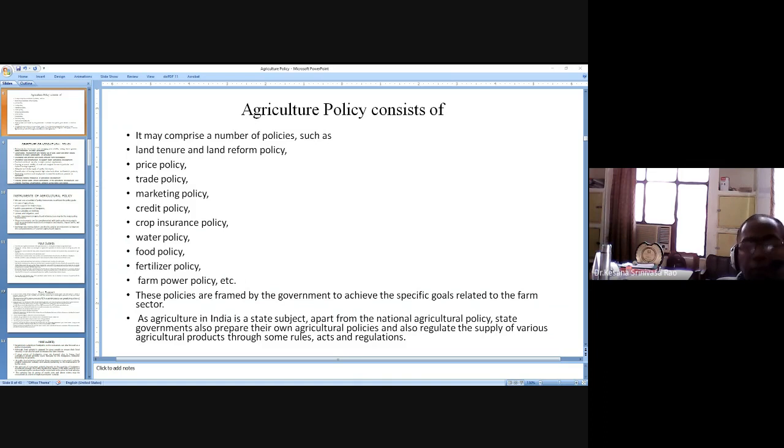And this farm power policy: whenever the political parties come to power, they are giving free electricity to the farmers, and the farmers are getting benefit out of it. In that way, these are all the major components of the agriculture policy. These policies are framed by the government to achieve specific goals related to the farm sector.